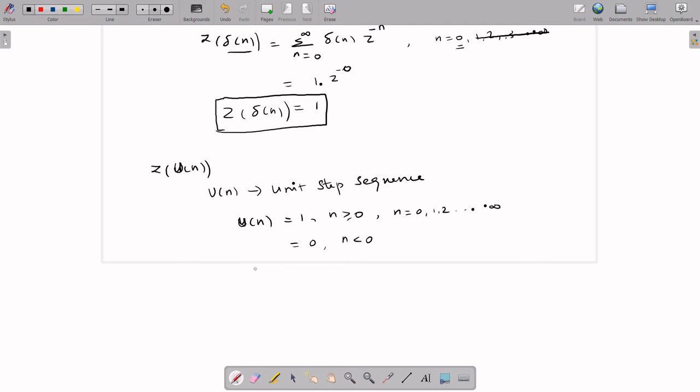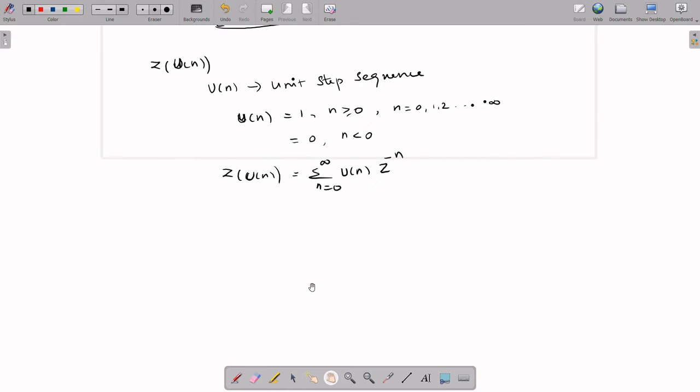Okay, so now we have to find out the Z transform of this unit step sequence. What is the Z transform of u of n? As usual, we have to write the definition of the Z transform: summation n is equal to 0 to infinity, function here is u of n into z power minus n. But according to our definition of the unit step sequence, when n is greater than or equal to 0, that is n takes the value 0 to infinity, this u of n takes the value 1. So here our limit is also n from 0 to infinity. In that case, we have 1 into z power minus n.